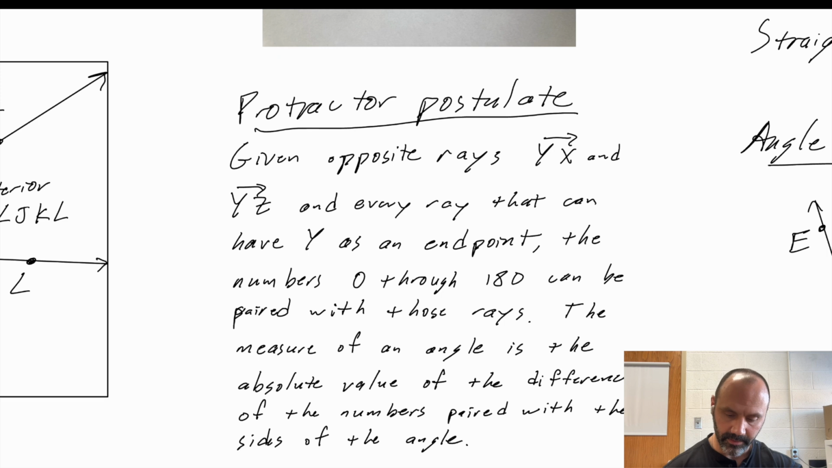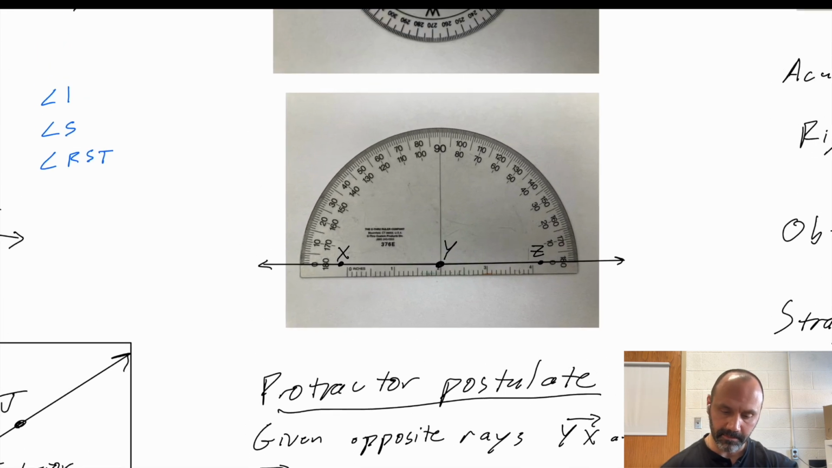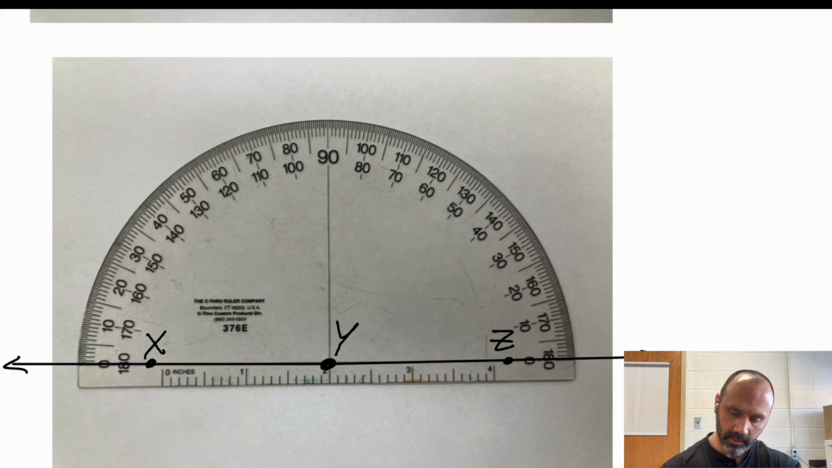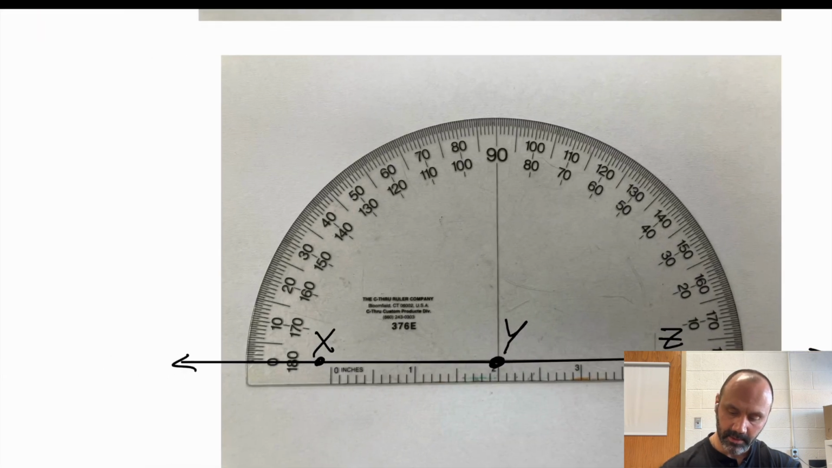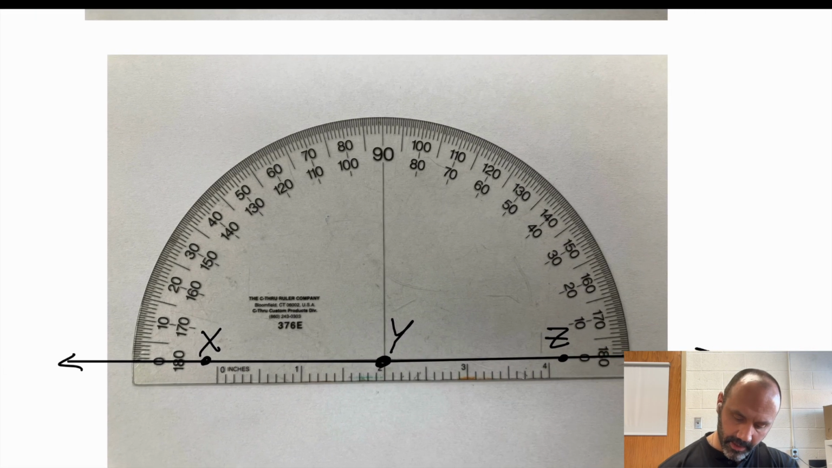Okay, all this is simply to say, I wrote all this stuff out here. You have opposite rays, YX and YZ, and then every ray that can have Y as an endpoint. And what we do is we just pair up the numbers. So if we imagine another ray starting at Y, and this ray can go anywhere here, wherever it is paired up, that would be the measure of that angle.